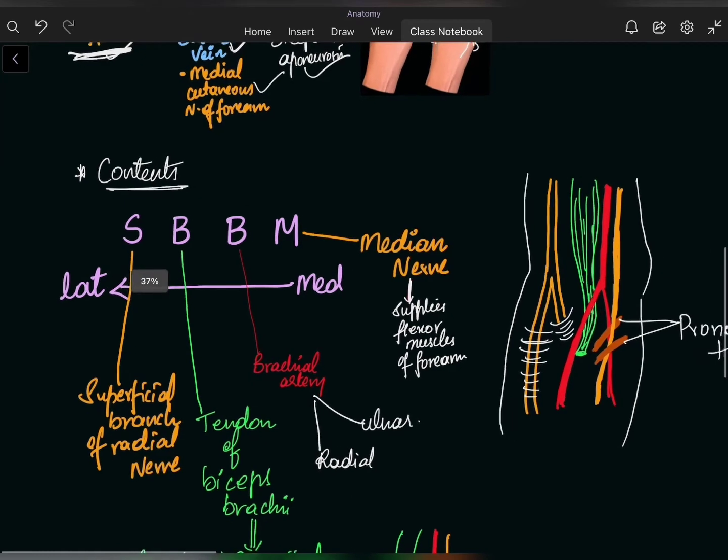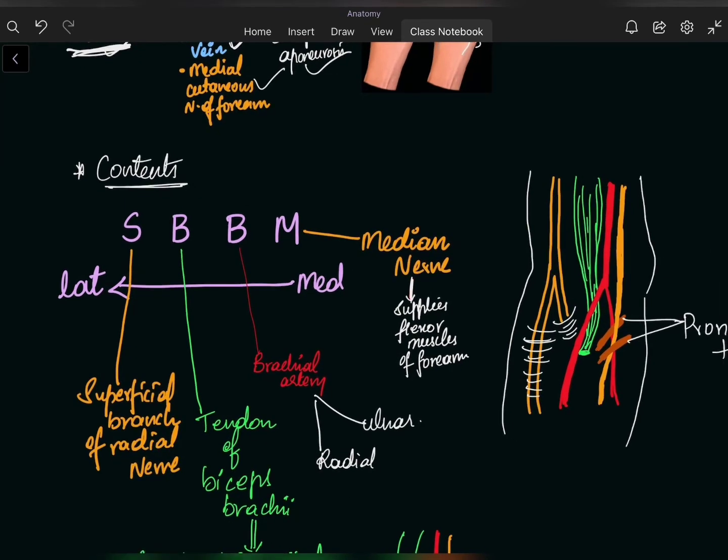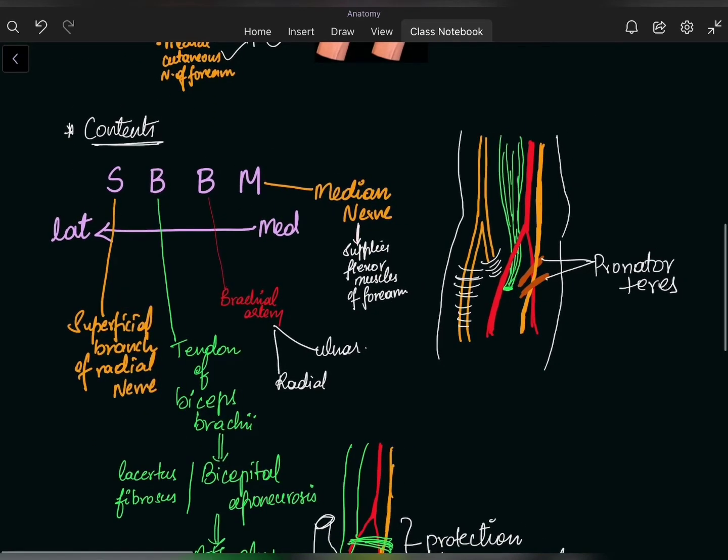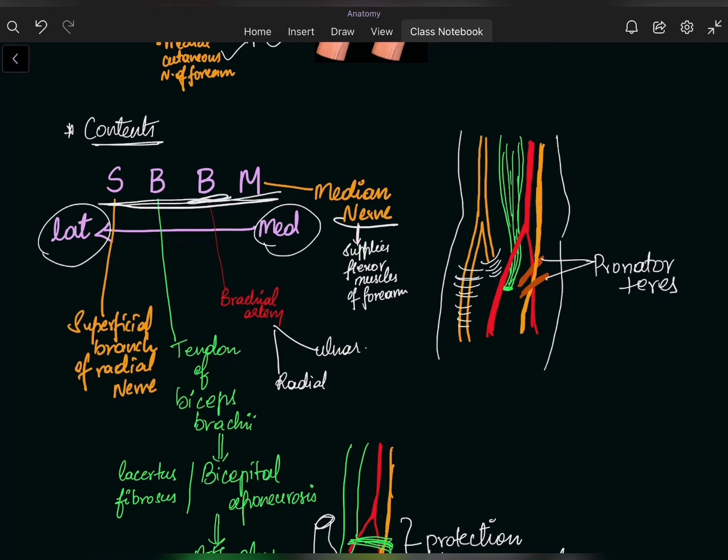Now, what are the contents? The main important thing. Why do we need to study the contents? Because a lot of important contents are passing through it. What are those? You can remember the contents of cubital fossa with a classic mnemonic. It is MBBS. This is from medial side to lateral side. First comes the median nerve, brachial artery, bicipital tendon of biceps brachii, and the superficial branch of the radial nerve.